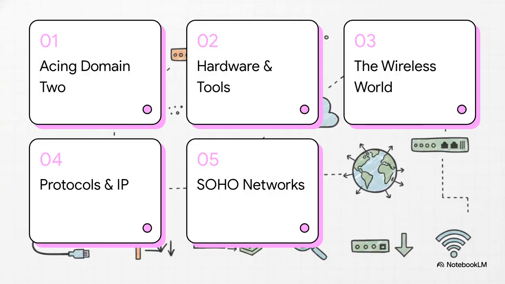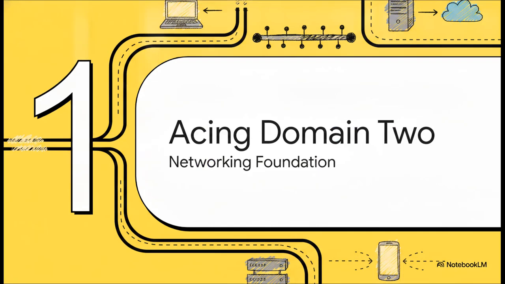Here is our roadmap for today. First, acing Domain 2. Then, hardware, cables, and tools, followed by the wireless world. After that, protocols and IP addressing, and finally, configuring SOHO networks. All right, Section 1, Acing Domain 2.